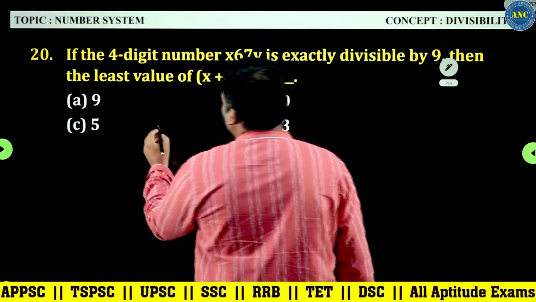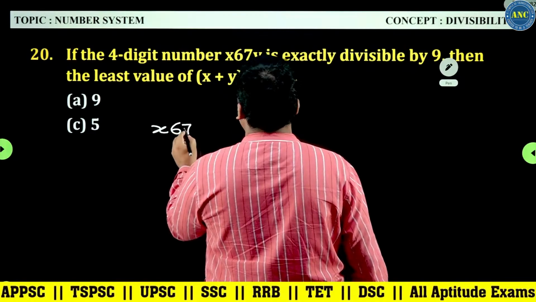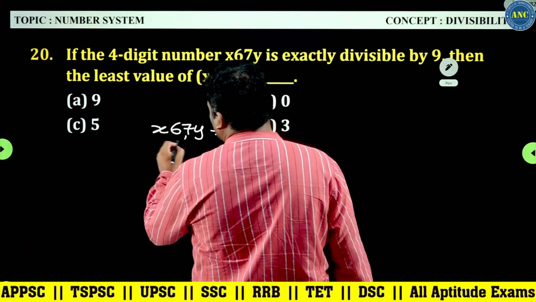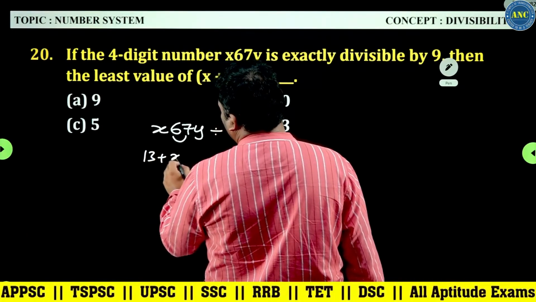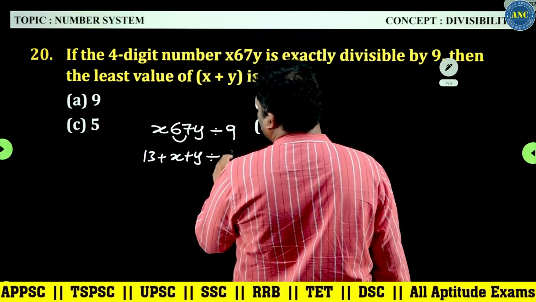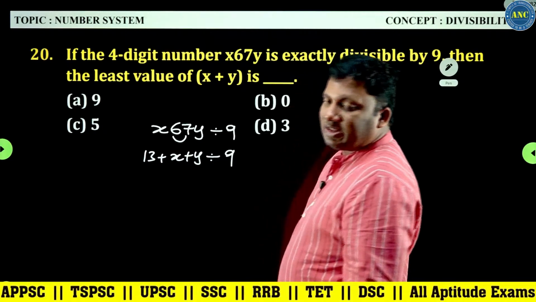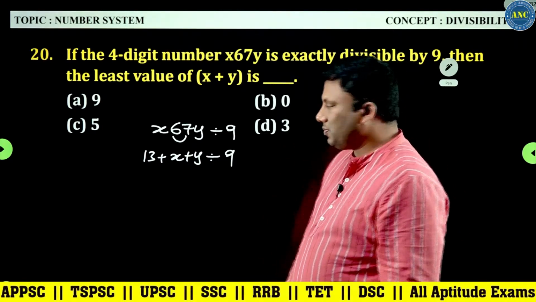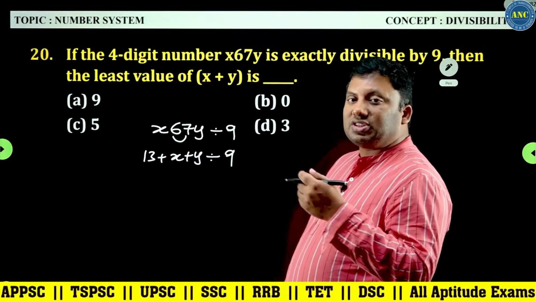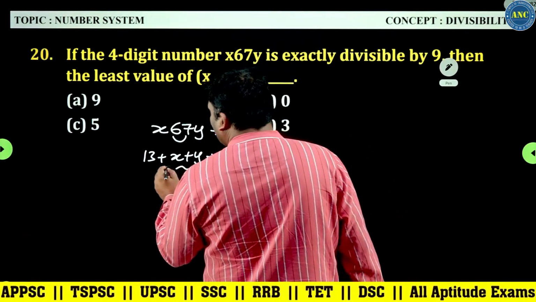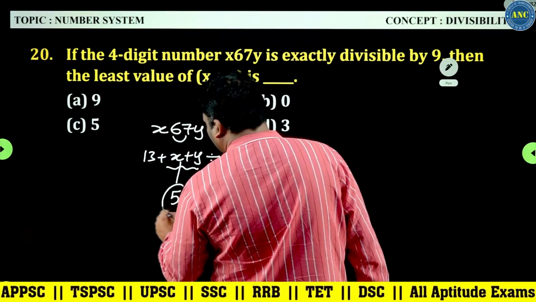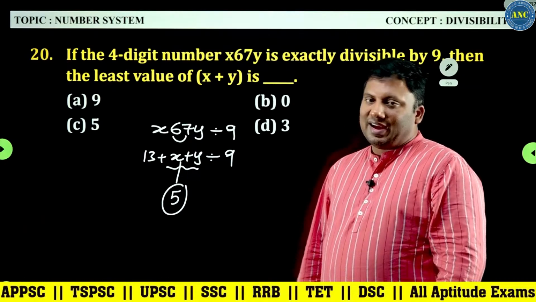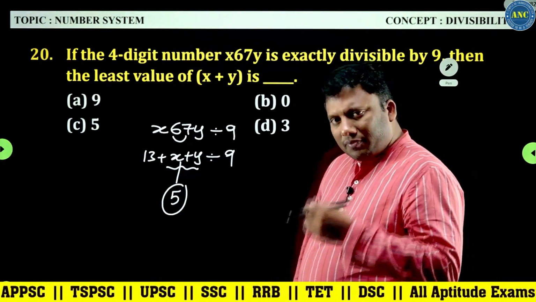If a 4-digit number x67y is divisible by 9, 6 plus 7, 13. 13 plus x plus y is divisible by 9. What is the smallest value of x plus y? The 9 multiple just greater than 13 is 18. So, the smallest value of x plus y is 5. I hope the idea is very clear.